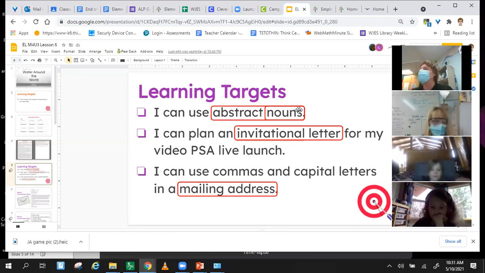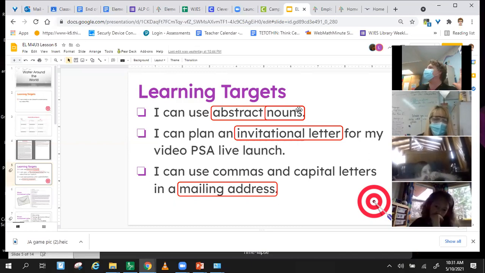Invitation. Very good. And what's even inside invitation? There's even a word inside that. Cole? Invite. Very good. So what do you think our letter is going to be about? If it's an invitational letter, what do you think, if it's got the word invite in it? Moran, what do you think?